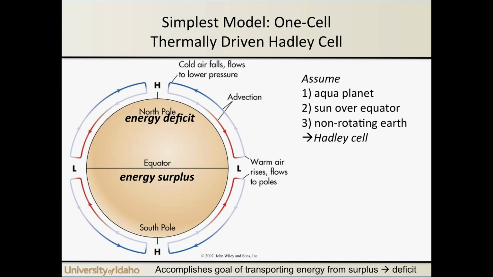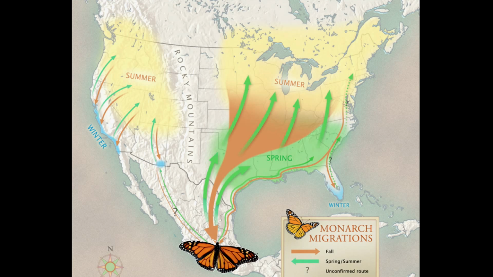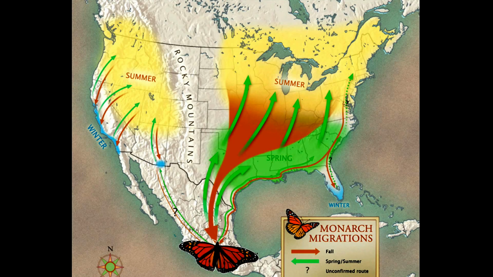However, it only works on a planet where there's either all land or all ocean, the sun is always over the equator, and the Earth is not rotating. So this is what we call the Hadley circulation in an idealized planet. Now, the additional complication is due to the idea of the Earth actually rotating at different rates depending on latitude, and that brings us to the notion of the Coriolis force.